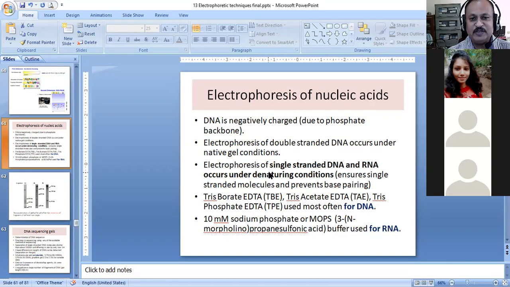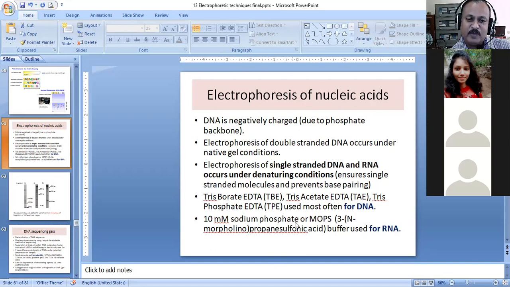The gels which are used for such electrophoresis normally contain denaturing agents like urea, formamide, or sometimes formaldehyde. So when we add these chemicals to the gel, the nucleic acid molecules will remain denatured, or they will remain single stranded, right?